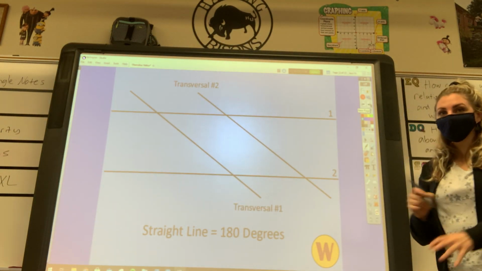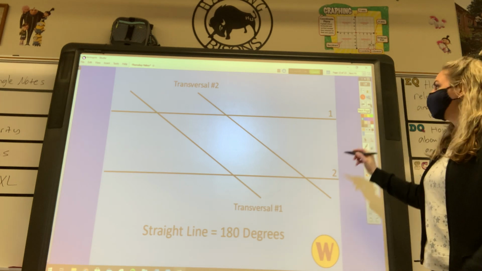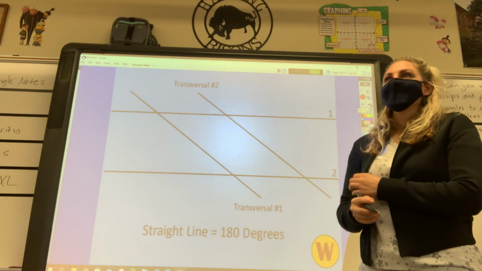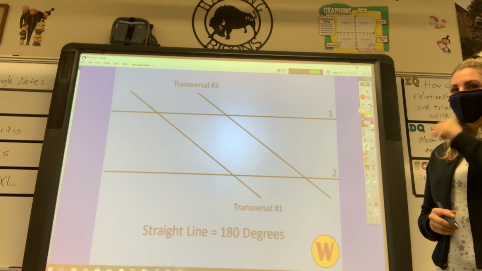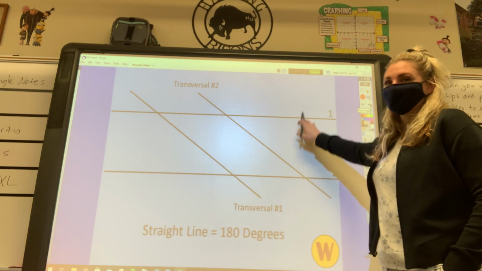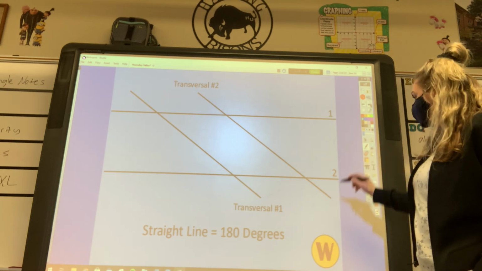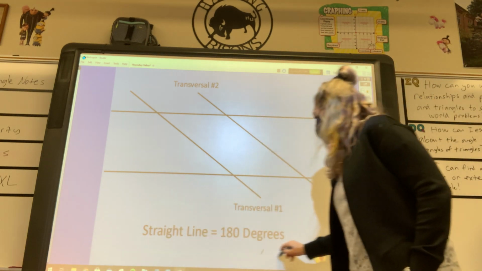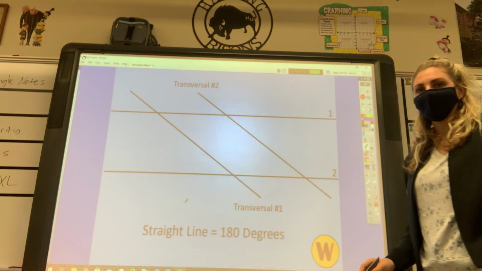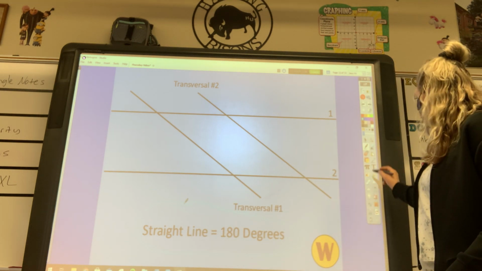And there's no limitation to the number of transversals that can go through other lines. So we have our line 1 and line 2. And just going to note here, this down here says that a straight line equals 180 degrees.